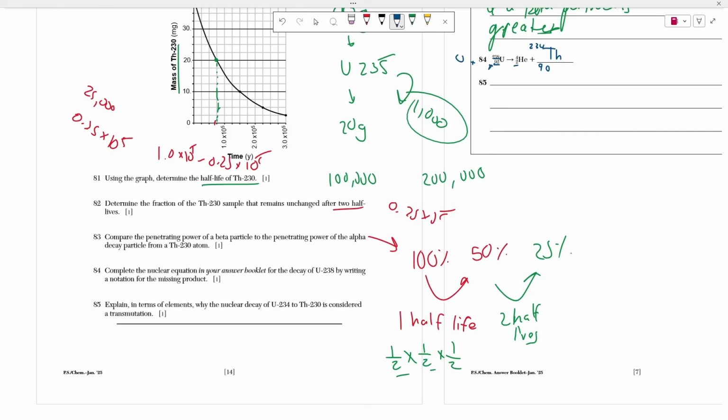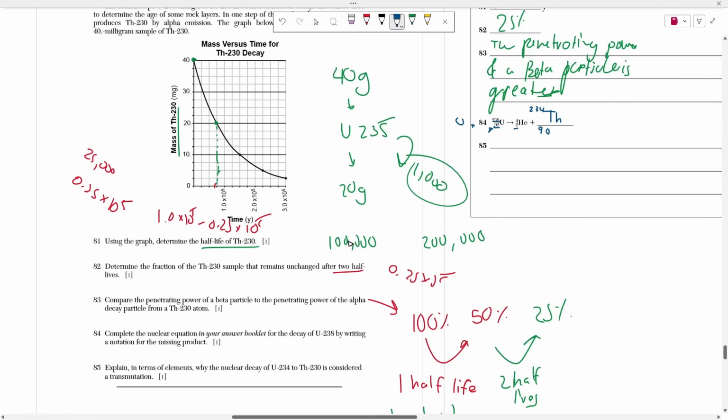So if you have a transmutation reaction, that means that you're changing one isotope into another, okay? So an isotope of U turns into an isotope of thorium, or Th. Okay, an atom of uranium is changing to an atom of thorium, which is why it's called a transmutation, right?